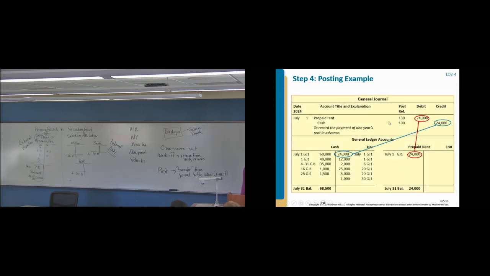Here's a journal entry. We've got a debit to prepaid rent, a credit to cash, and you'll see how the debit to prepaid rent has been transferred to the T account. It was debited in the journal, so we put it on the debit side of the T account. That's pretty easy to remember. Cash was credited, so we put it on the credit side for the cash T account. You guys have done this before, right? So we'll practice that today a little bit.